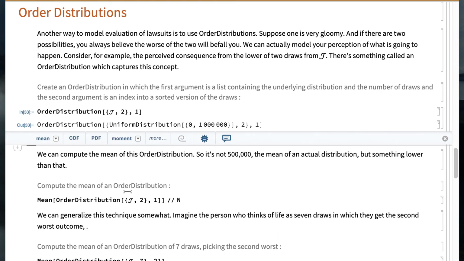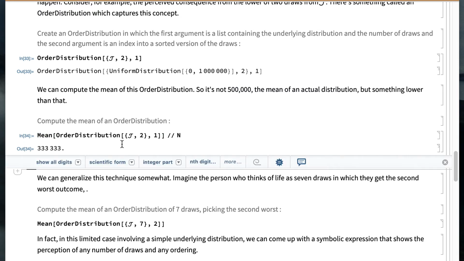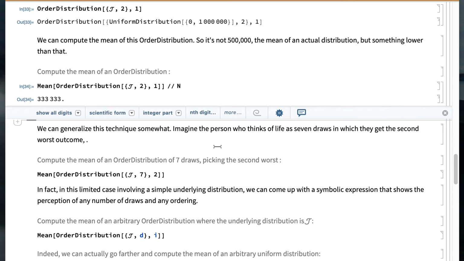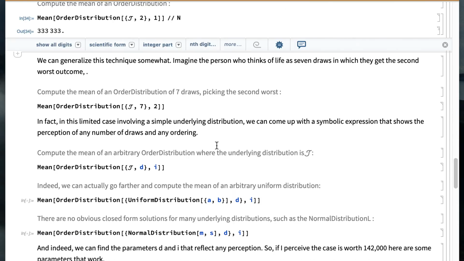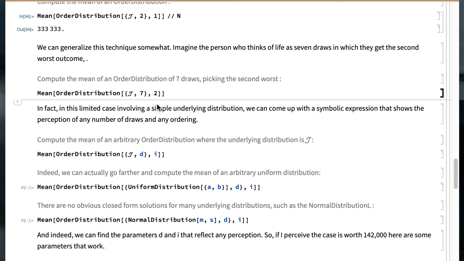And we can compute the mean of it. Remember, the mean of J was $500,000, but the mean of the order distribution is $333,333. And so this is a way of modeling some risk aversion. You think about the worst thing. It can be more complicated. Supposing you want to model something as 7 draws and you think it's going to be the second worst. What's the mean of that?